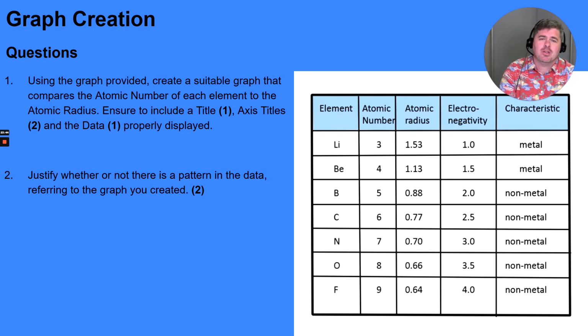Now graph creation is a little bit different. So, using the graph provided, you need to create a suitable graph that compares the atomic number of each element to the atomic radius. Ensure to include a title, which is worth 1 mark, axis titles, worth 2 marks, and the data, which is 1 mark, properly displayed.